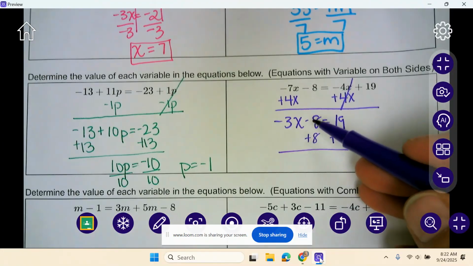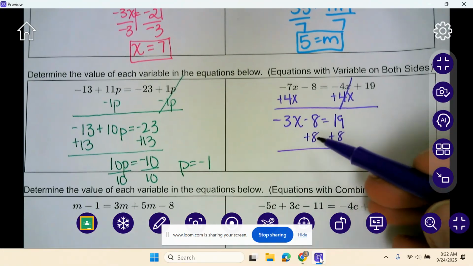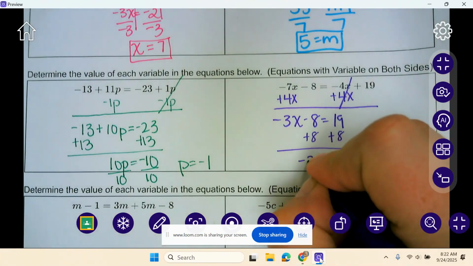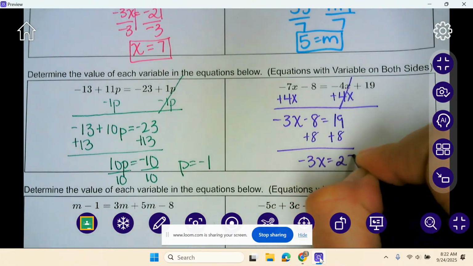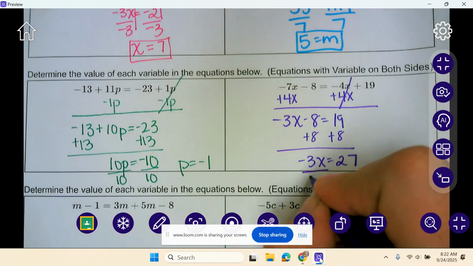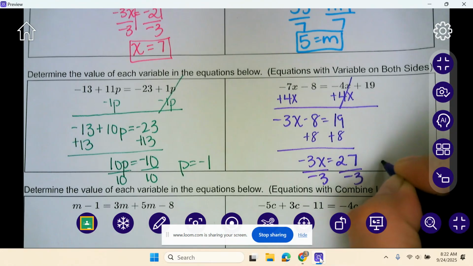So the next thing I do is I get rid of the constant. So I'm going to add the constant on both sides. So I get negative 3x equals 27. Next step is divide by negative 3. And I get x is equal to negative 9.